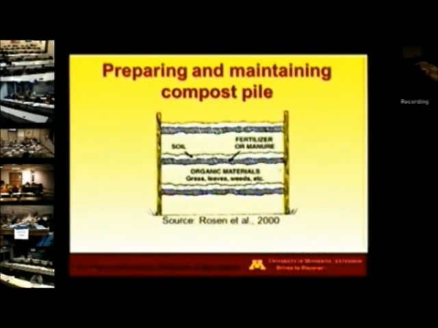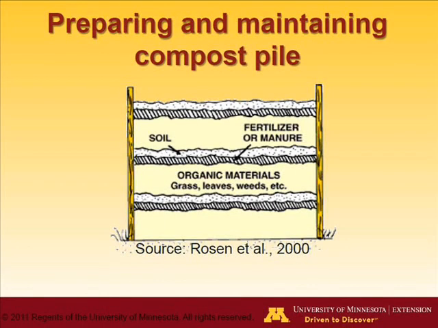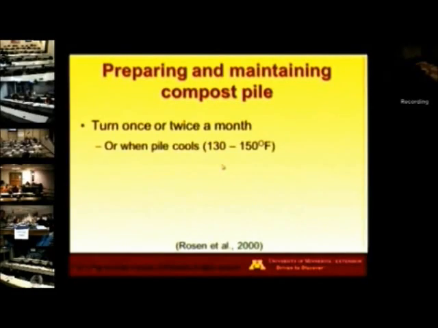So here's just a graph showing this layering. Again, the yellowish cream colored layers are your organic material, again 8 to 10 inches. Then you have your fertilizer or manure layer, and then you have your soil, which again is soil or completed compost, which is optional. So those are 3 layers, 2 or 3 depending on how you want to build it, and then you just repeat that until your pile is complete.